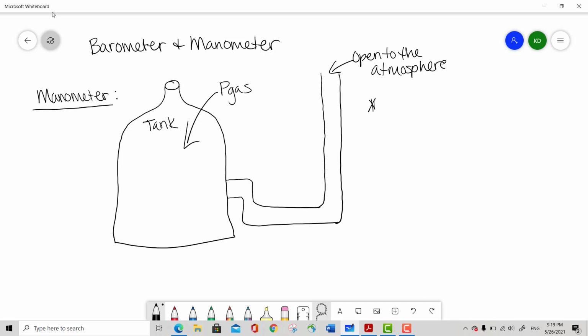Okay, and just a couple of things about a manometer. It is always open to the atmosphere.